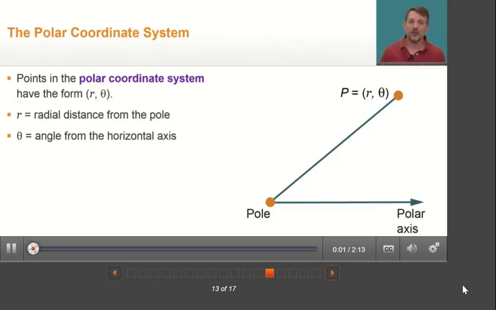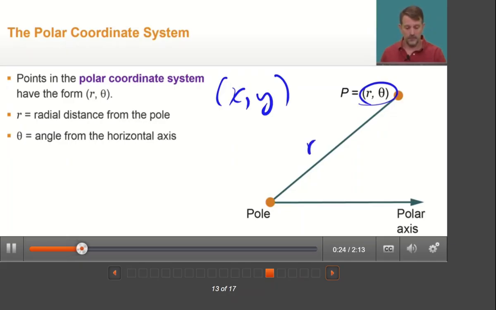In the Cartesian coordinate plane, points are represented as (x, y), where x is a measurement on the x-axis and y is a measurement on the y-axis. In the polar coordinate system, points are represented in the form (r, theta), where r represents the radial distance from the pole, and theta represents the angle from the horizontal axis.